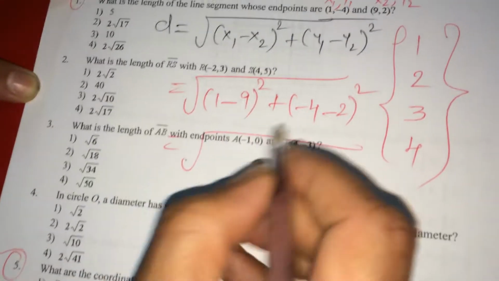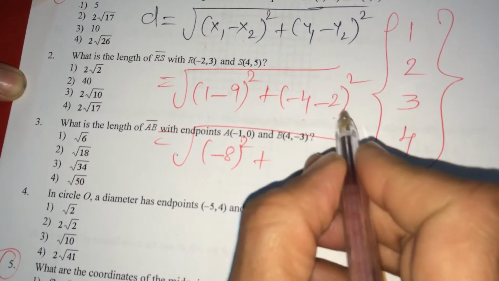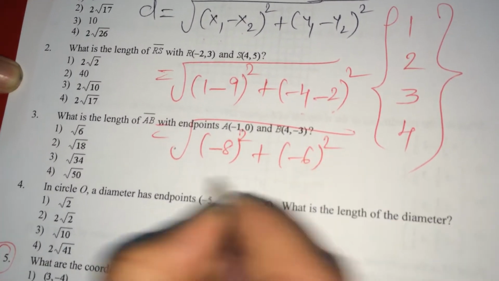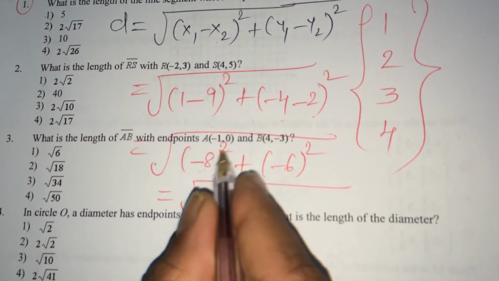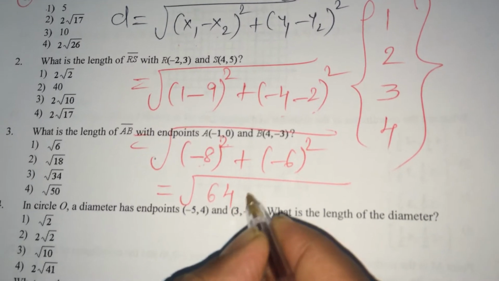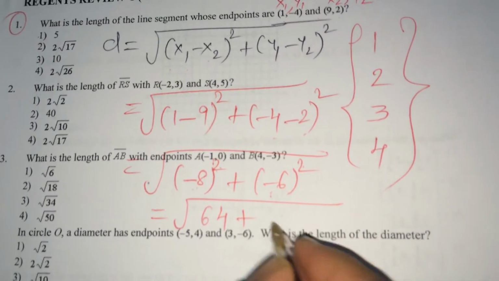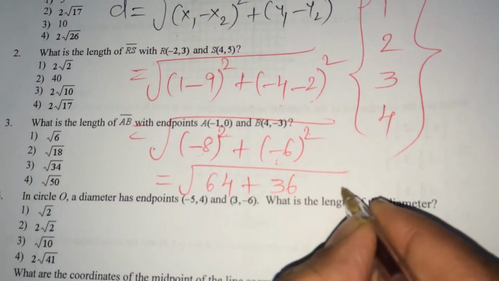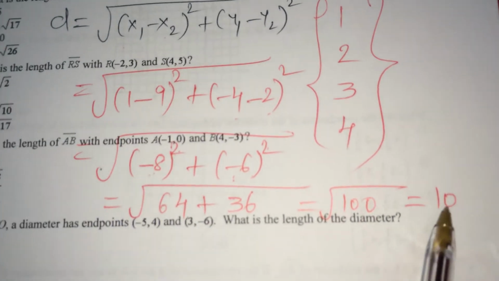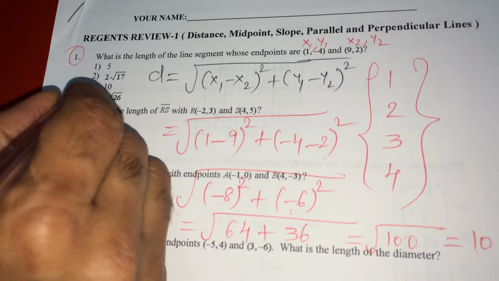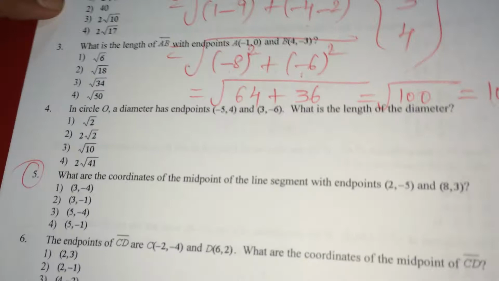And if you simplify, 1 take away 9 is -8 squared, and -4 take away 2, whole squared, is -6 squared. On simplification, -8 squared means -8 times -8, which is positive 64, plus -6 squared means -6 times -6, which is positive 36. When you add 64 and 36 you will get 100, but it is under the square root. Square root of 100 is 10. And if you check the answers, the 10 is 3 here. So in this way you have to answer the second, third and fourth.